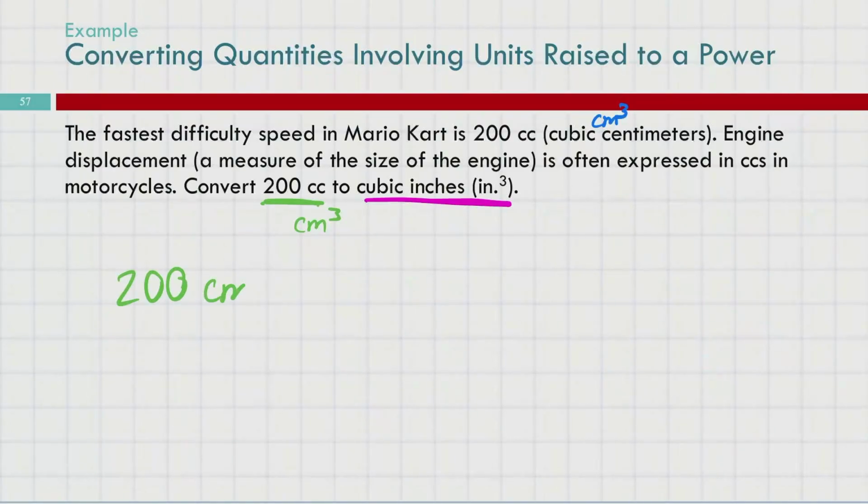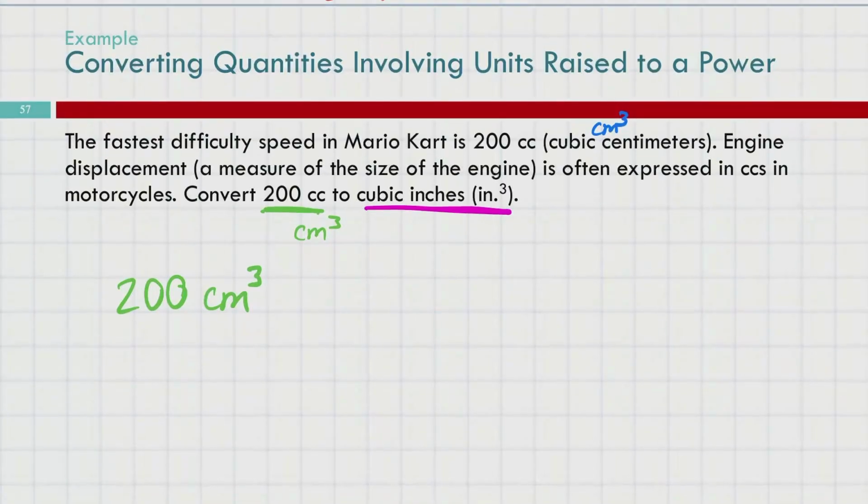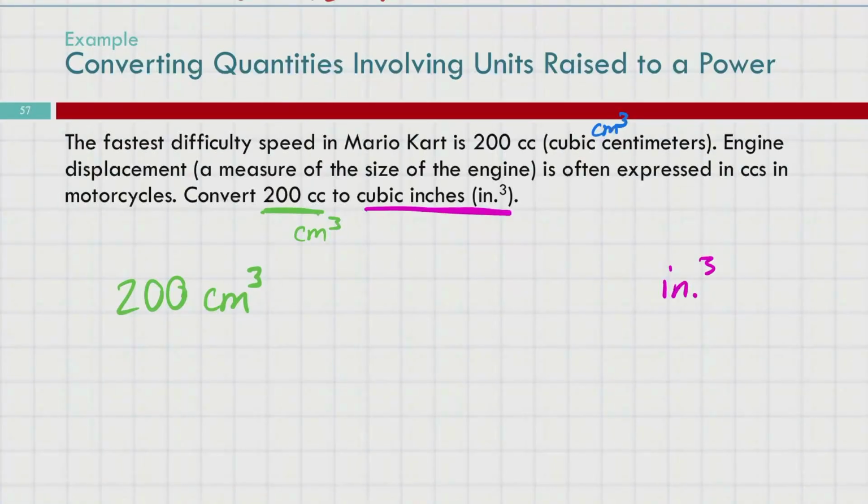Okay, so 200 cubic centimeters. I'm going to write it out as cm to the 3rd power. We want to go to inches to the 3rd power. That 3 means that we need to apply our conversion factor 3 times. Since I already showed us the long way of doing it, I'm going to show us the short way. So we would find our conversion factor, or have it memorized: 2.54 centimeters equals 1 inch. The fast way of doing it, we take our conversion factor and write it in, and then we cube it.